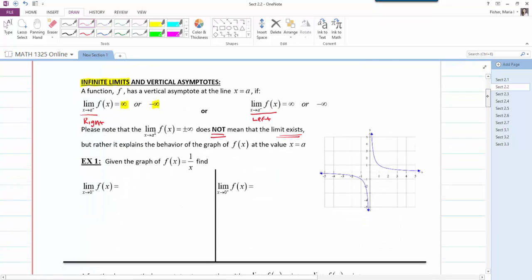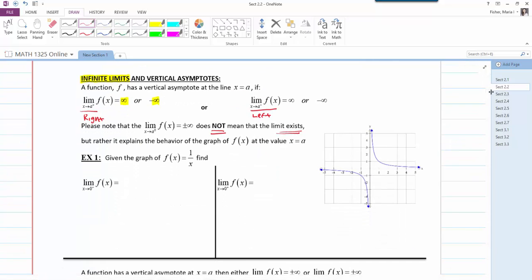All right, so how do we do that? How do we figure out if we're going to positive or negative infinity? Well, there's a lot of different ways to do it. We're going to look at making a table of values for the first one, and then we'll look at a shortcut way, and then we'll figure out how to do it just by looking at the graph. So let's begin with example 1. It says, given the graph of f of x equals 1 over x, we want to find the limit as x approaches 0 from the left, and then the limit as x approaches 0 from the right.